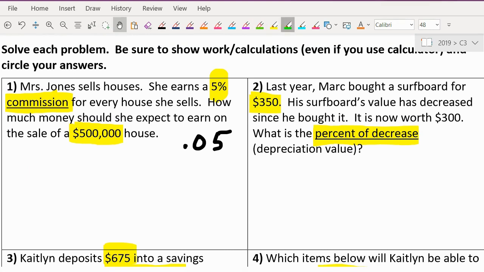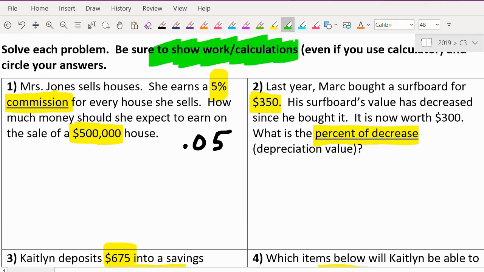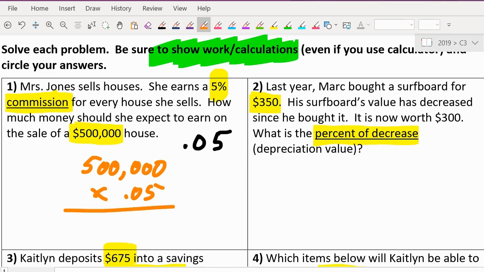So you need to make sure you show your work and calculations. So let's write down what we put in the calculator. We put 500,000 times 0.05 equals 25,000. And that's your answer because they're just asking how much money she earned. That's the commission. They're not going to pay her 500,000 plus 25,000.